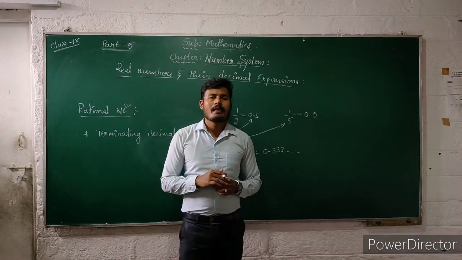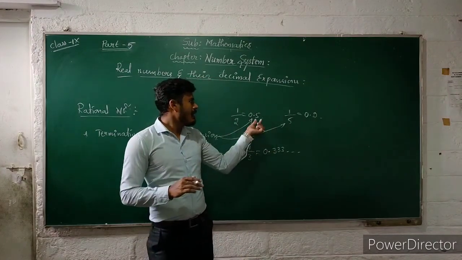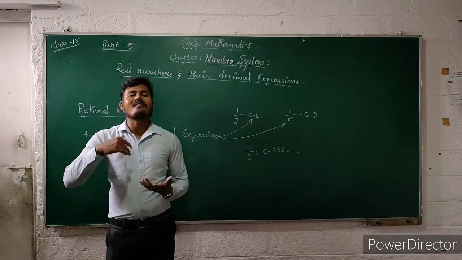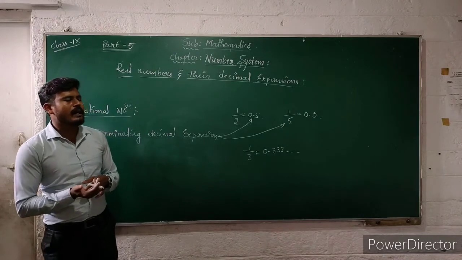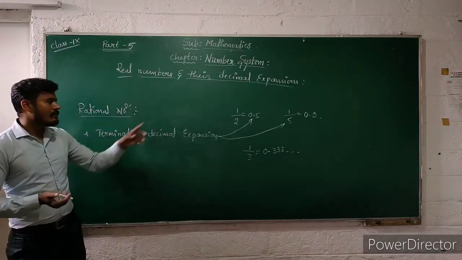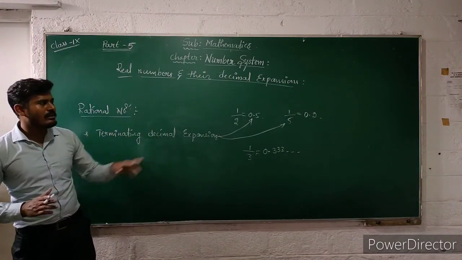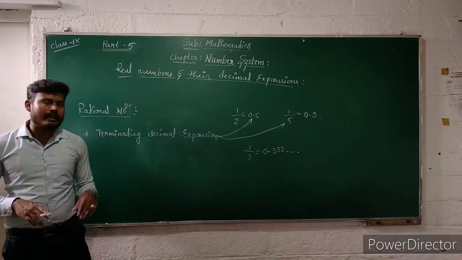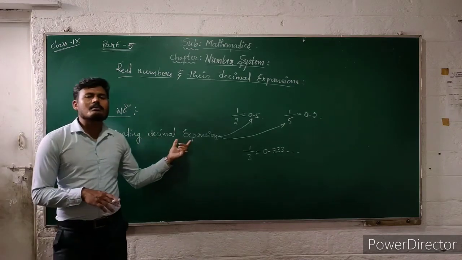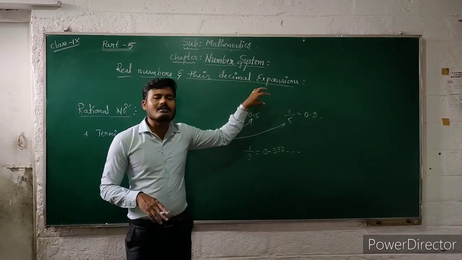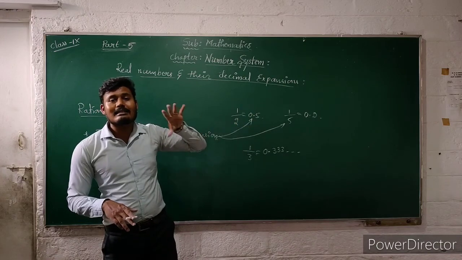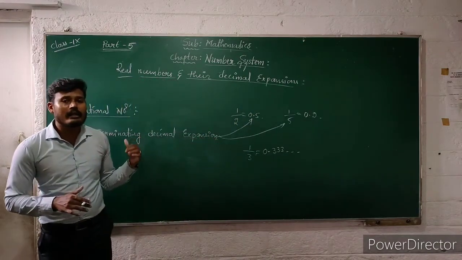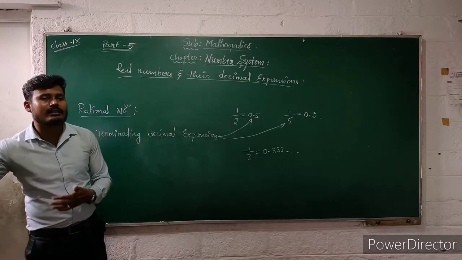So there are countable numbers after the decimal point. That's why those kinds of decimal expansions are called terminating decimal expansions. It stops at a certain step or stage. That is called terminating. Terminating means it ends at a certain stage.